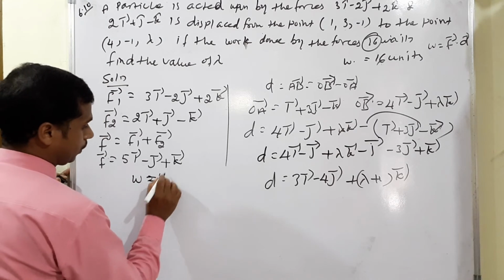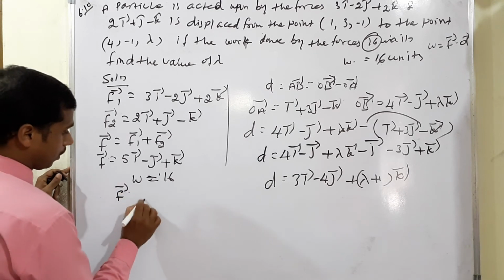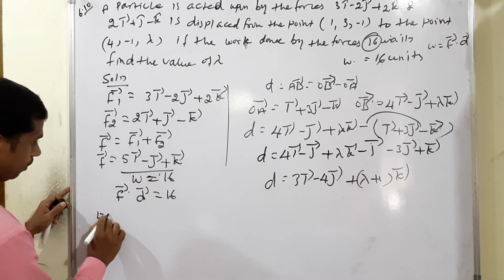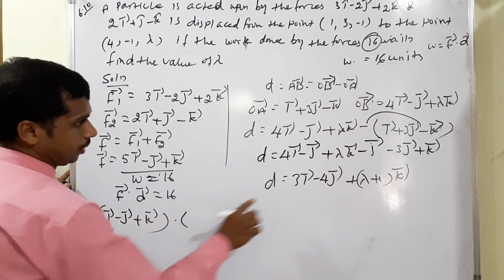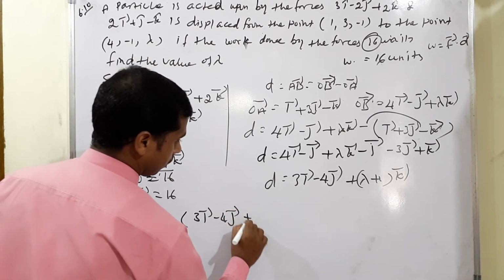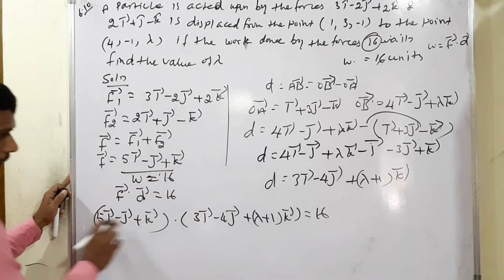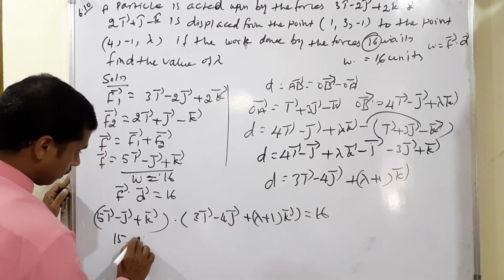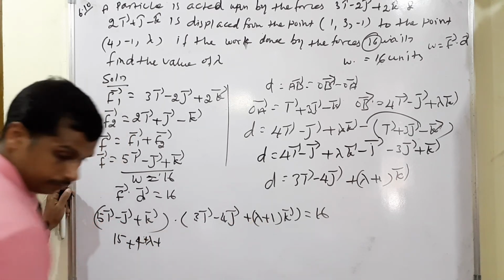Already the work done is given as 16, isn't it? What is the meaning of work done? Force dot displacement. So F vector dot D is equal to 16. F vector is 5i vector minus j vector plus k vector, dot D, which is 3i vector minus 4j vector plus lambda plus 1 into k vector, equal to 16. Again, 5 into 3 is 15, minus 1 into minus 4 means positive 4. Last, 1 into lambda plus 1 means there is a plus sign.